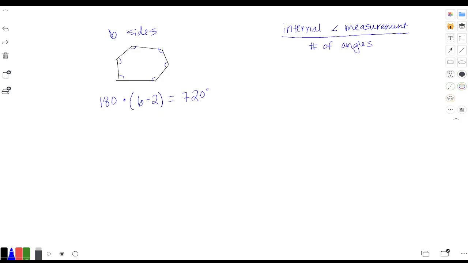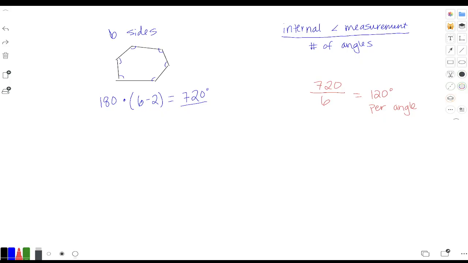Okay, so here we're going to have 6 angles, because this is a hexagon. A hexagon has 6 sides, 6 angles. So we can take this 720, our total internal angle measurement, divided by 6, which is going to give us a measurement of 120 degrees per angle. Okay, per angle. All right. That is how we can find the individual measurements of any perfect polygon.